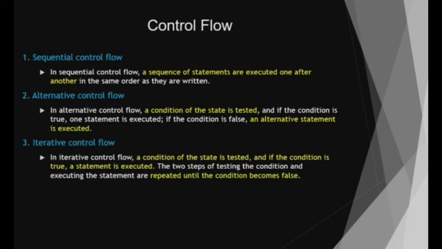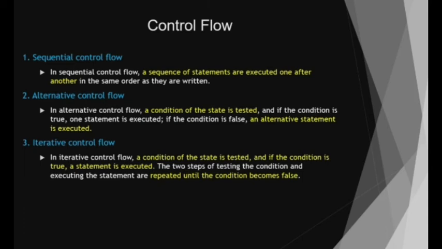And the next one is iterative control flow. In iterative control flow, a condition of the state is tested, and if the condition is true, a statement is executed. The two steps of testing the condition and executing the statements are repeated until the condition becomes false. So in this, a condition is tested. If the condition is true, a set of statements can be executed again and again until the condition becomes false.